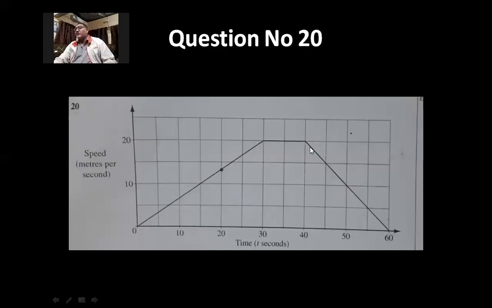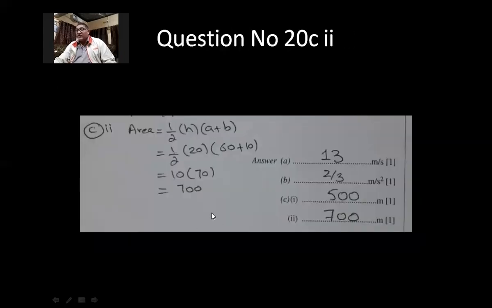In the second portion, up to 60 seconds, the area under the graph is also a trapezium shape. This parallel side is 60, this parallel side is 10, and the height is 20. So I will apply the formula of the trapezium: 1 by 2 into height into sum of parallel sides. So you will have 1 by 2 into 20 into 60 plus 10. So 2 and 20 will be cancelled. That will be 10, and 60 plus 10, that's 70. So 10 multiplied by 70 will be 700. So the distance covered in the 60 seconds will be 700 meters.